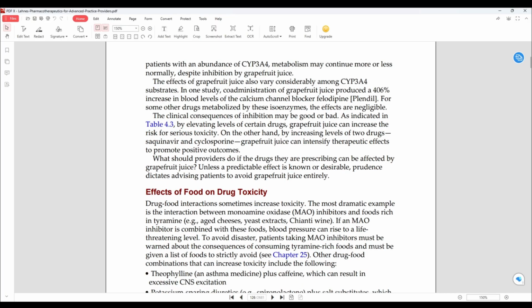So, what should providers do if the drugs they are prescribing can be affected by grapefruit juice? Unless a predictable effect is known or desired, prudence dictates advising patients to simply avoid grapefruit juice entirely.